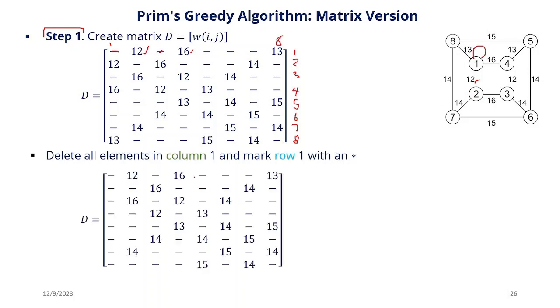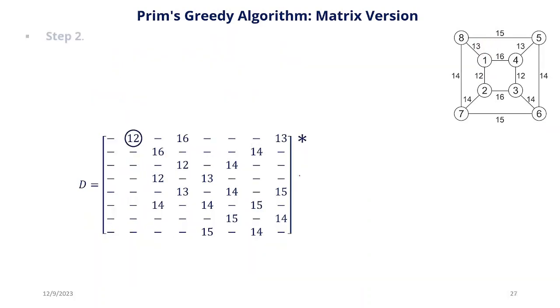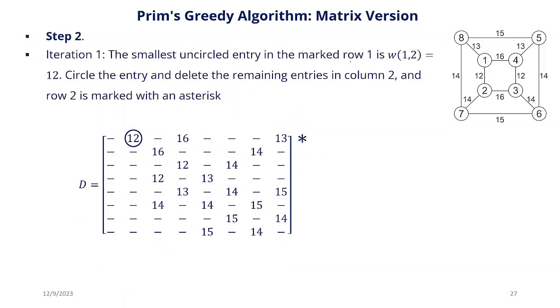So the first step is to delete all elements in column 1 and mark row 1 with an asterisk. So we deleted all elements in column 1. Then we mark row 1 with an asterisk. Next, the smallest uncircled entry in row 1 is 12. See, row 1 has 12, 16, 13. The smallest element will be circled, and we delete the remaining entries in that particular column. This is what we are going to be doing repeatedly until we finally get the minimum weight spanning tree.